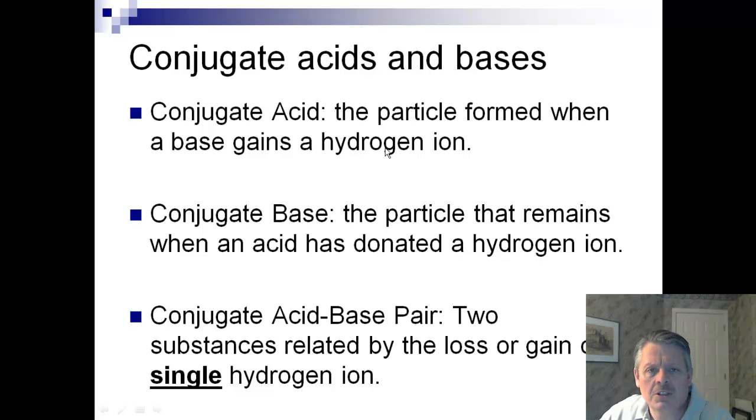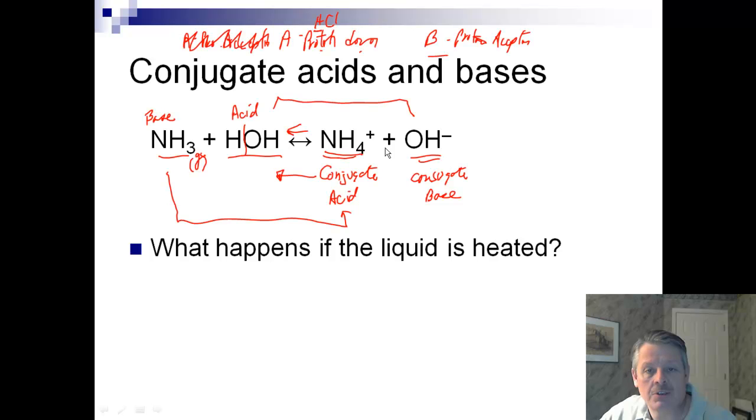Right. Let's come up with a formal definition for a conjugate acid. A conjugate acid is the particle formed when a base gains a hydrogen ion. The particle formed when a base gains a hydrogen ion. So if NH3 is the base and it gains a hydrogen ion, then it's becoming NH4.